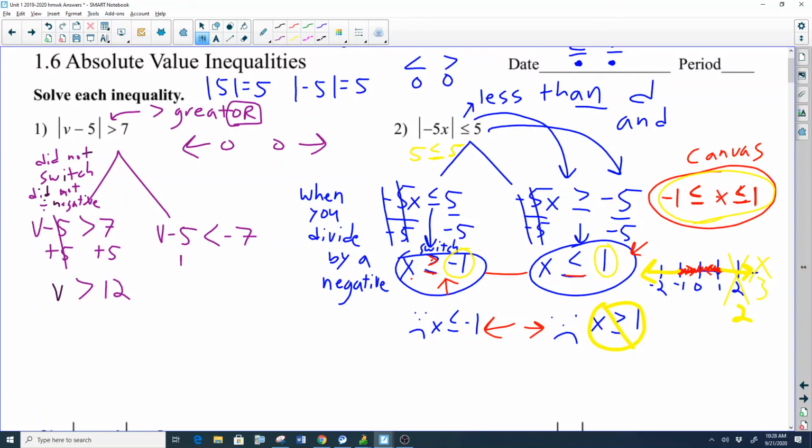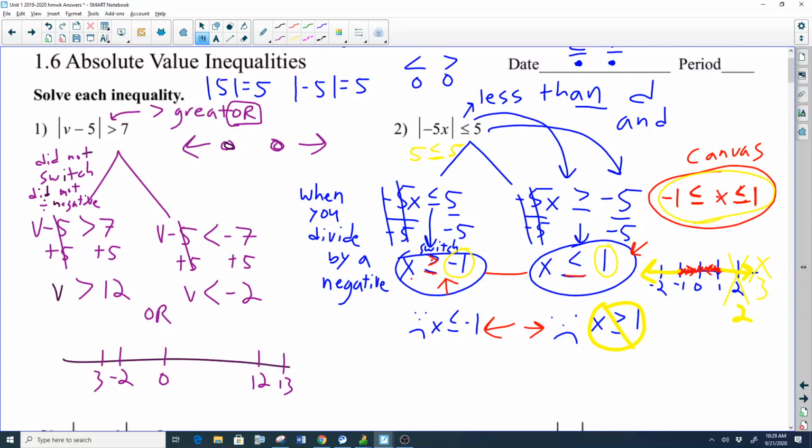Beautiful. Then we'll add 5 to this side. So now we have v is less than, and we did not switch the sign because we did not divide by a negative. -7 plus 5 is -2. So now we have or, because they're going in opposite directions. If you look at the number line, we'll have maybe -3, -2 is important, 0, all the way down to 12, 13. Now you notice again that because there's not an equal to, we're going to do an open hole.